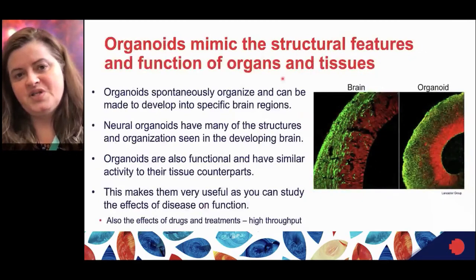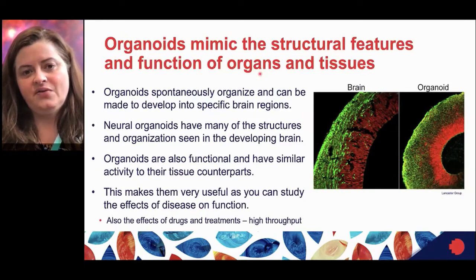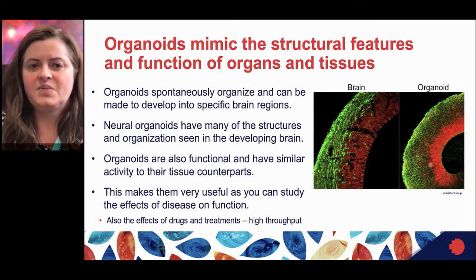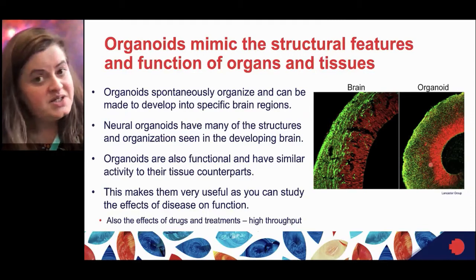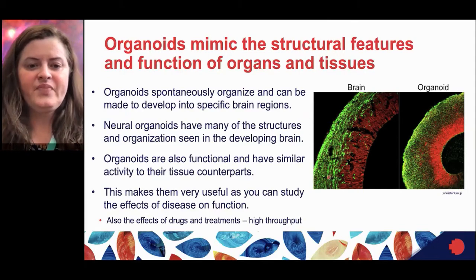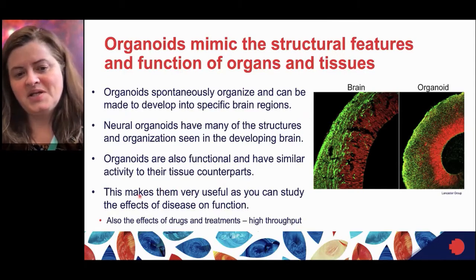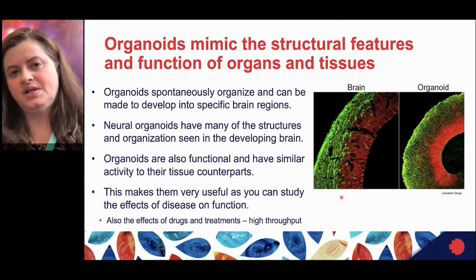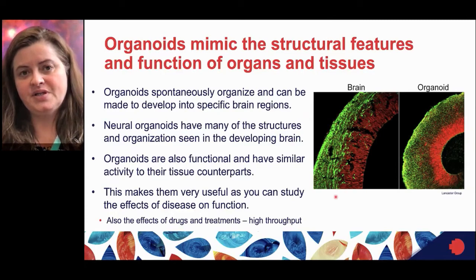As I mentioned before, organoids mimic the structural features and function of organs and tissues. You can see here, this is, I think, a part of the cortex in the brain, and this is what you actually see in an organoid. They have very similar cell types, and these different cell types that arise in the organoid are structured in a similar manner to what you see in the developing brain. This makes them extremely useful because you can study the effects of disease, and one of the diseases that we're interested in in our laboratory is epilepsy. And you can also look at the effect of drugs on these organoids.